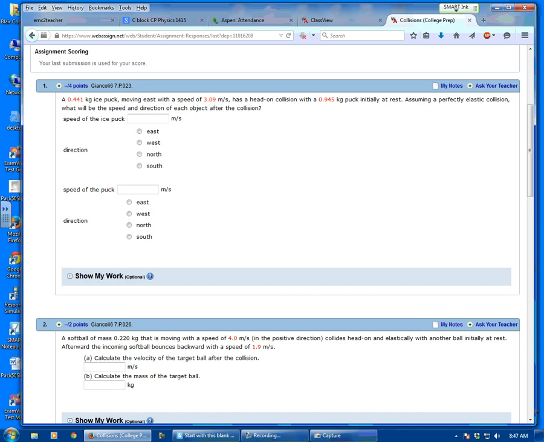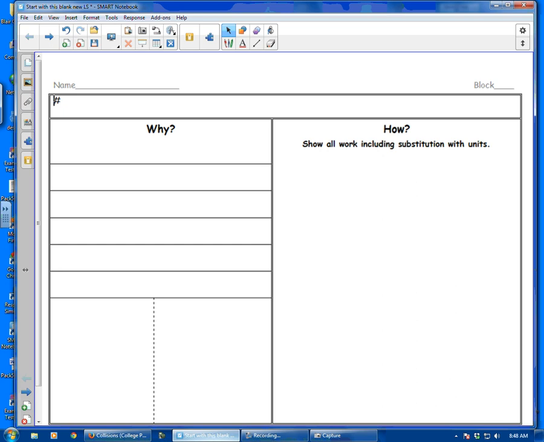Except in this case we have a smaller mass hitting a larger mass, so something with less inertia hitting something with more inertia. And we have that elastic collision again, and then we want to know the speed of the two pucks, the ice puck and just the normal puck, after this elastic collision. So right away should bring up in the Y. Let's see, this is number 1.